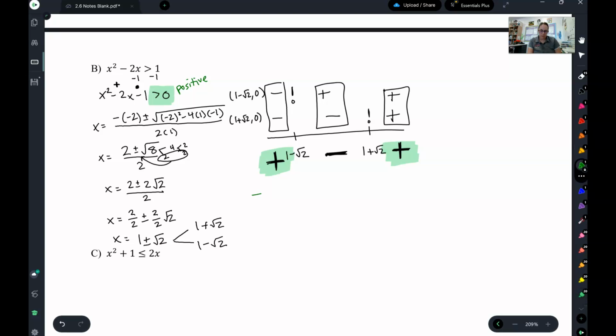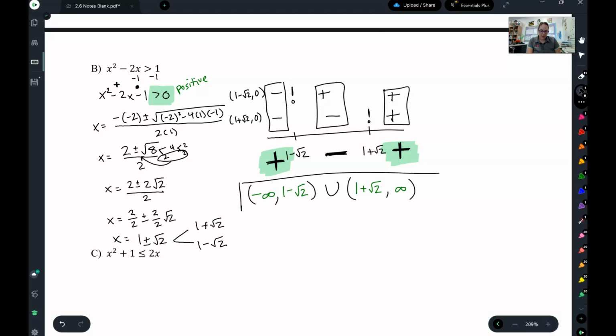So this is going to go from negative infinity up to 1 minus root 2. Use parentheses because it's not equal to. Union, this section is going to go from 1 plus root 2 up to infinity, parentheses because we're not equal to. And those are the sections of my graph that will be positive or above the x-axis.